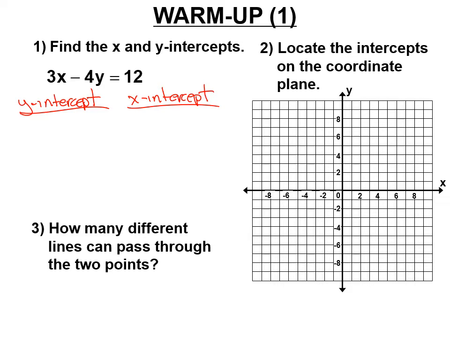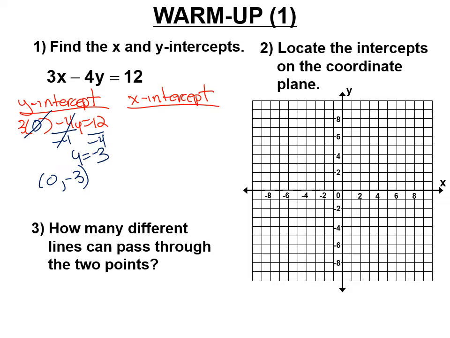Right, and how do we do that? For the y-intercept, the x-coordinate will be 0, right? We put a 0 where that x is, and that x is the x-coordinate. That crosses out because 3 times 0 is 0, and we get 0 minus 4y equals 12. We're going to divide both sides by -4. Y equals -3. Don't forget the last step. The y-intercept is 0, -3.